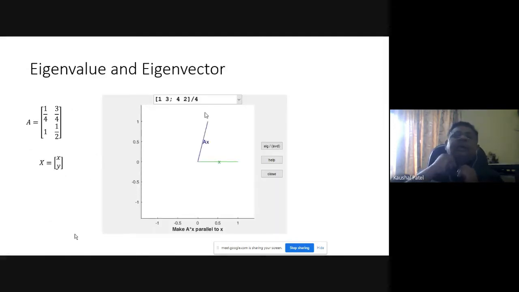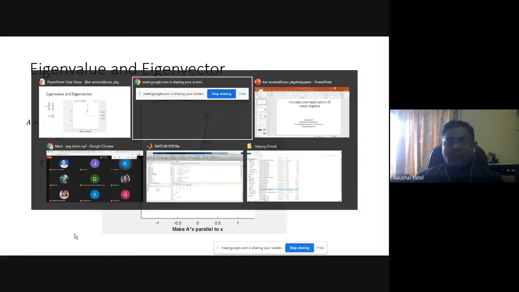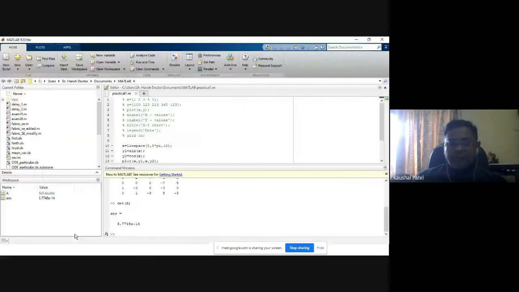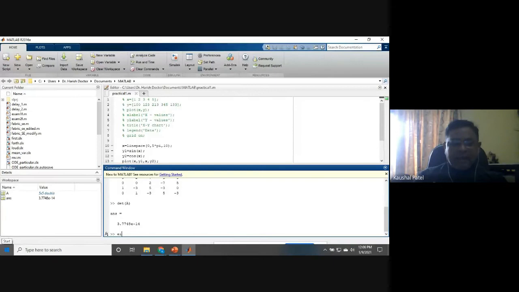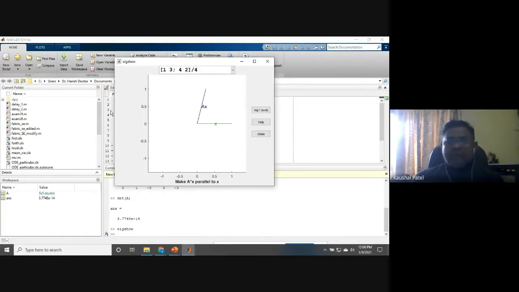This is nothing but eigenvalue and eigenvector. Eigenvalue and eigenvector may be the case of how you can get the eigenvalues. Let me go through the MATLAB forms, and here there is eigshow, which shows how it can be visualized. So this is like 1, 3, and 4, 2. This is a matrix actually, and we can change the value of Ax.